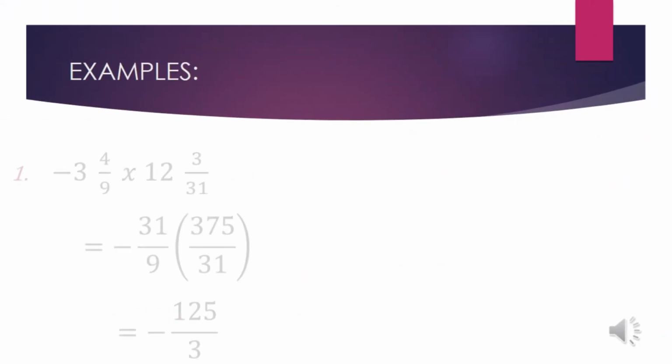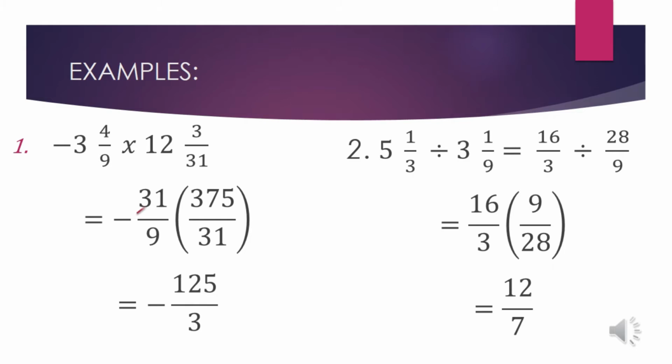And these are examples of multiplying or dividing mixed numbers. As you can see, we are also using cancellation so that it would be easier for us to multiply the numbers.